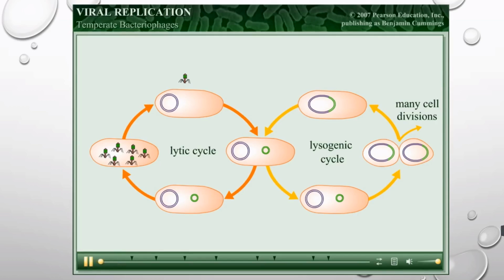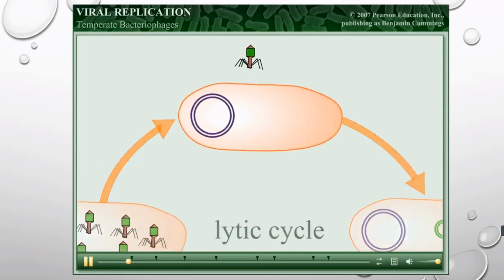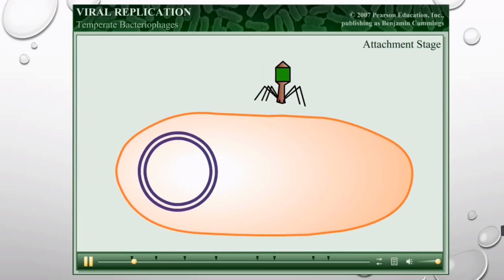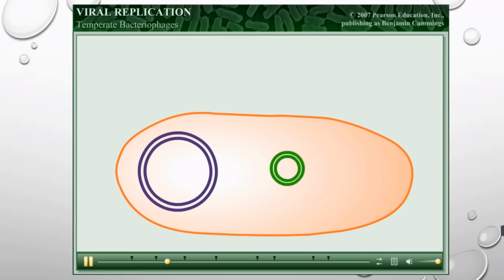Temperate bacteriophages carry out 2 types of life cycle, the lytic cycle and the lysogenic cycle. The lytic cycle for temperate bacteriophages is similar to the lytic cycle for virulent phages. The phage attaches to the host cell during the attachment stage, and then penetrates the host cell and injects its DNA during the penetration stage. In temperate bacteriophages, the phage DNA forms a circle, which can either replicate and be transcribed to produce phage components in the lytic cycle, or can proceed to the lysogenic cycle.